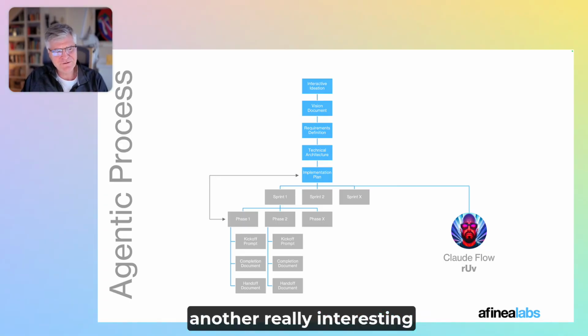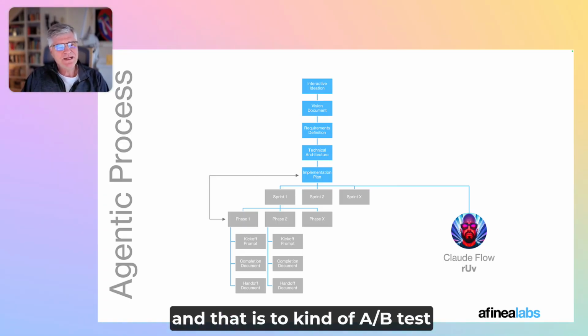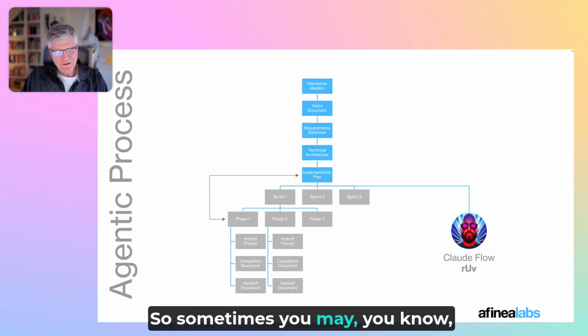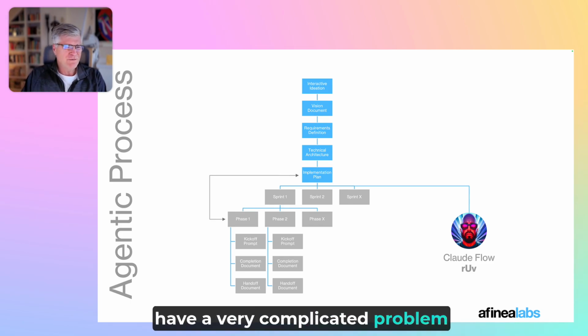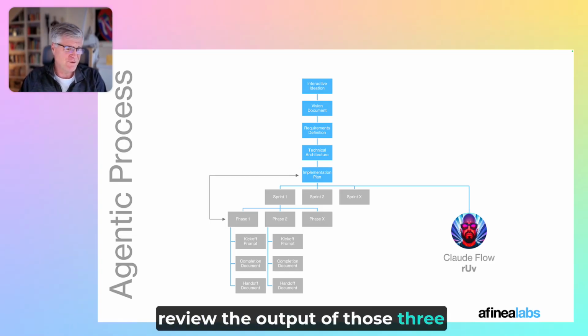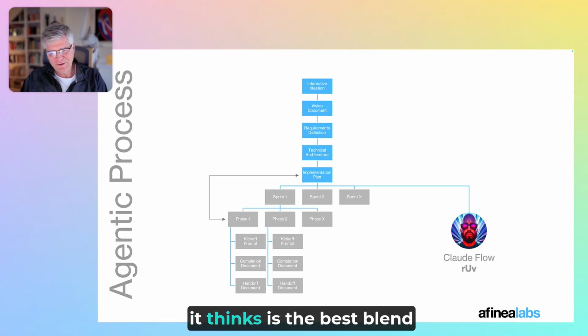But there's another really interesting way to use swarms, and that is to kind of A/B test the outputs of the agent. So sometimes you may have a very complicated problem that you're trying to solve, and you want three quite different ideas about how to solve it. So you'll give three different agents the same task, and then you will ask a fourth agent potentially to go and review the output of those three agents and come back with what it thinks is the best blend of how those agents have accomplished the task.